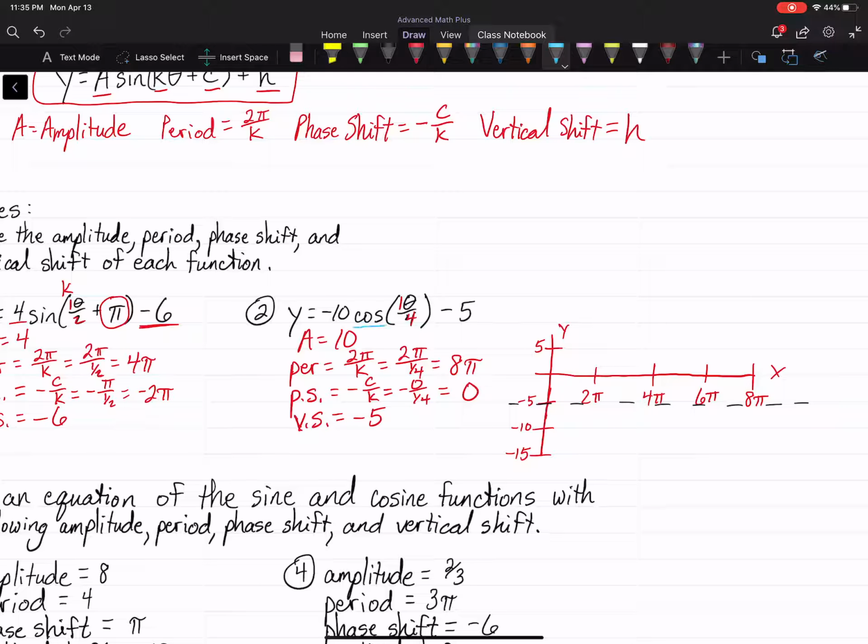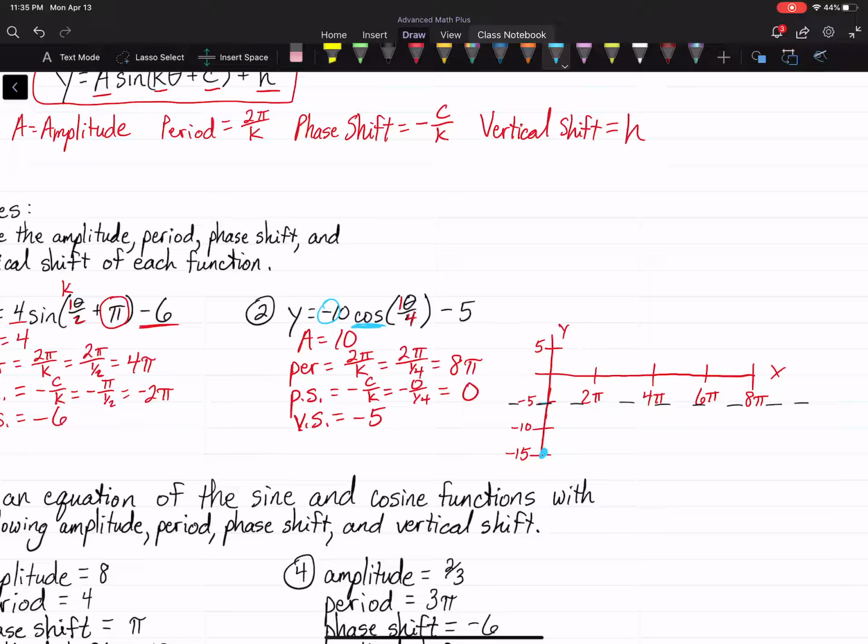Okay, first off, it's cosine, and it's a negative. So if you remember cosine, you start at the maximum or the minimum, and since it's negative, that means we're going to start down here at the minimum, and we're going to go down 10 because my amplitude is 10. So -5 down from there, down 10 would be -15.